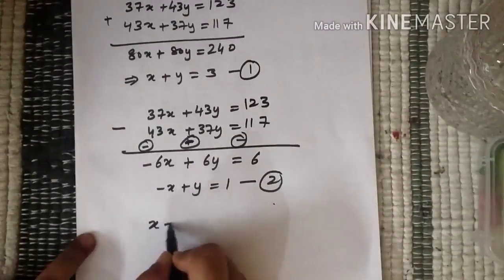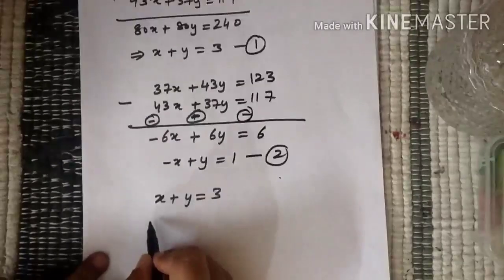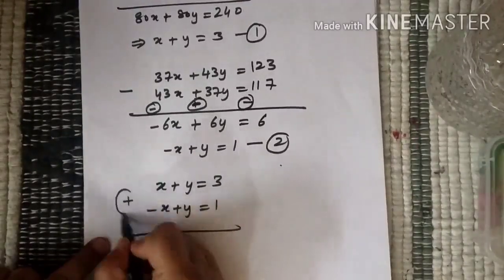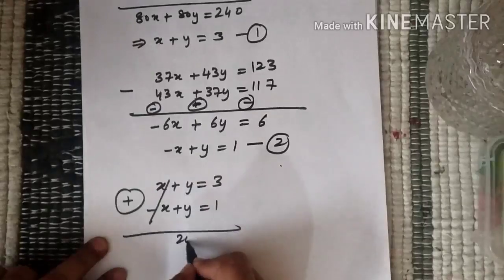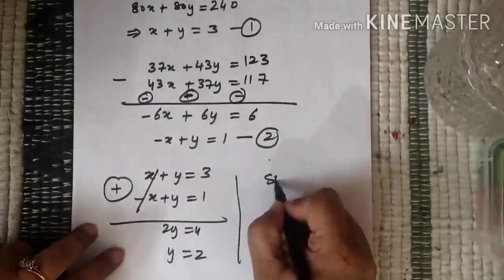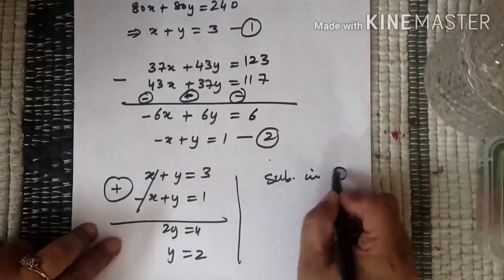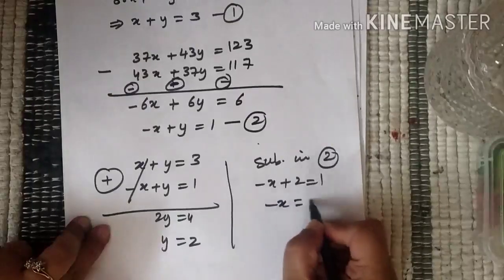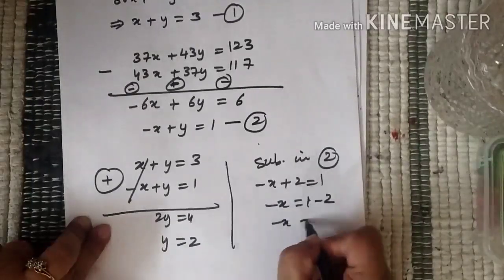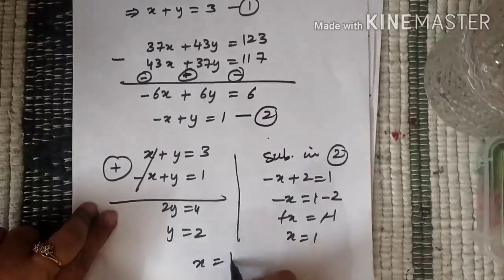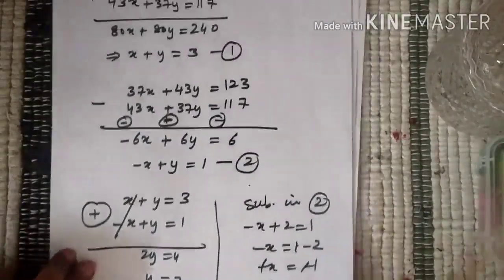So now x plus y equal to 3, minus x plus y equal to 1. Let's add these two equations. 2y is equal to 4. I get y is 2. Substituting in 2, minus x plus 2 is 1. Minus x is equal to 1 minus 2. Minus x is equal to minus 1. I get x as 1. So x is 1 and y is 2 is the solution.